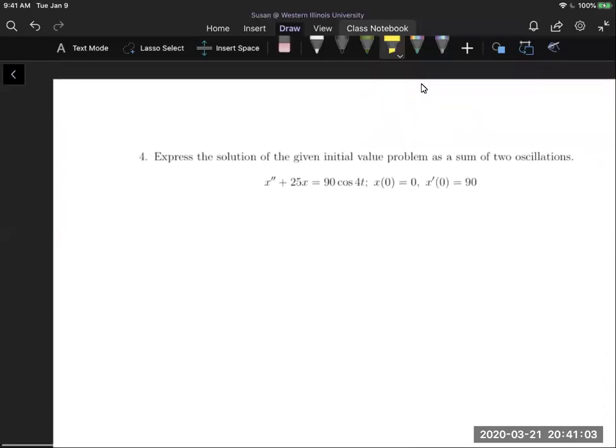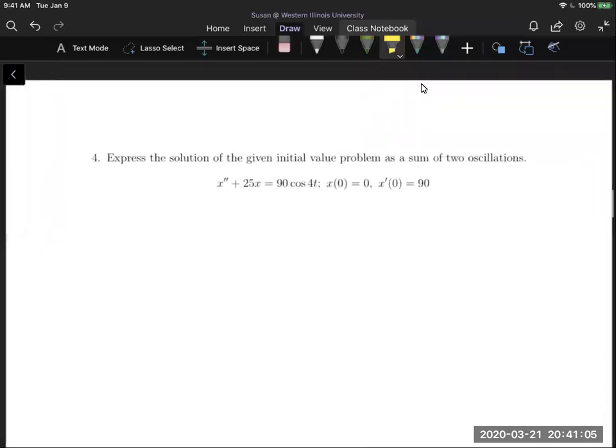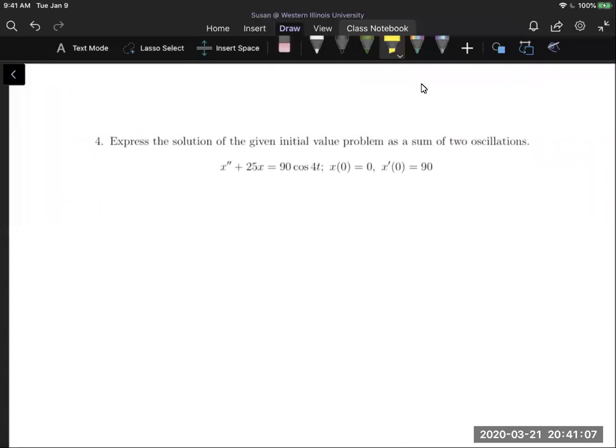All right. So to finish these notes, we're going to take a look at example 4. We want to find the whole solution, right? The complementary and particular function, add them all together for this initial value problem. You'll notice that the book wants us to write it as a sum of 2 oscillations. So we want to condense the sum of the sines and cosines together.